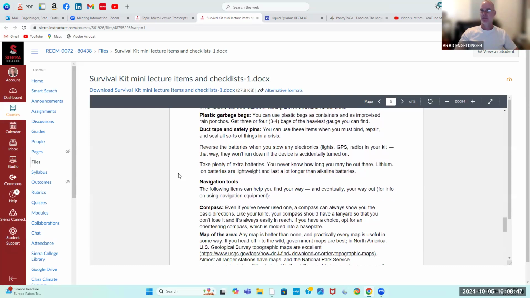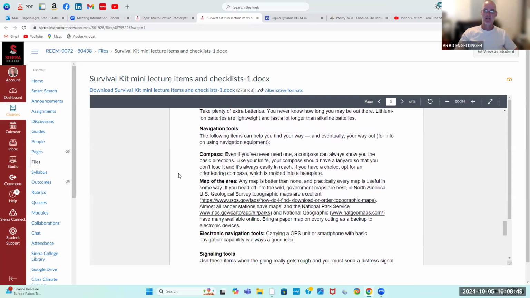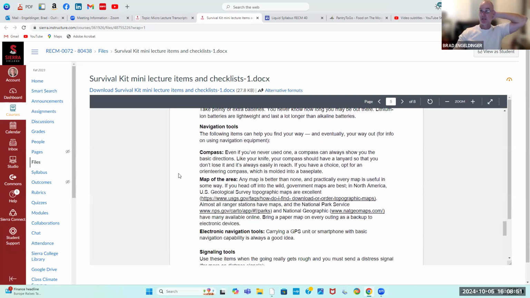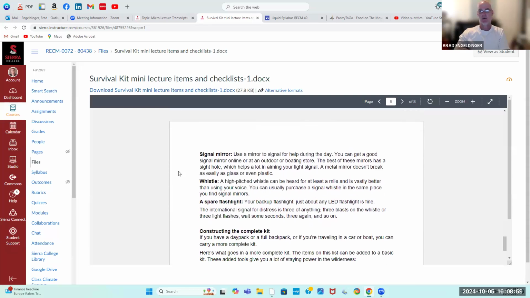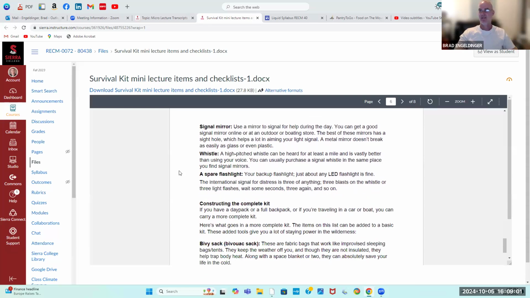Other things you can bring are duct tape, safety pins, sewing kits, navigational tools such as compass, maps of the area, or GPS, electronic navigation system on your phone. Signaling tools, a good signaling mirror, a whistle, and maybe a flashlight at night to signal for help. Okay, and that's about it for that.